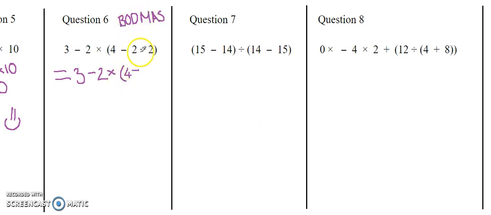What is 2 divided by 2? 2 divided by 2 is 1. We still need to work within the brackets. So what is 4 minus 1? That's going to be 3. And now, what is 3? Silly me, I put the bracket in. But what is 3 times 2? That's going to be -6.